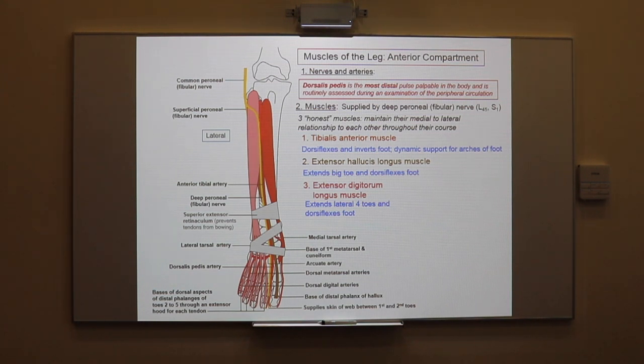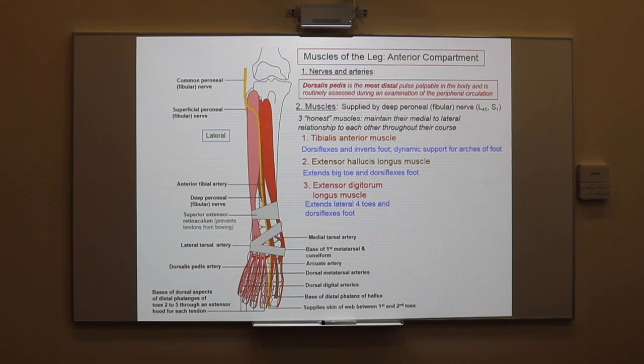So these are the 3 muscles, and you can see that all 3 of them maintain their orientation at the ankle. The medial most is the tibialis anterior, then you have the extensor hallucis, then you have the extensor digitorum, and this orientation remains the same at the ankle joint. So that's why they are called honest muscles. And if you see, the neurovascular bundle is lying between tibialis anterior and the extensor hallucis, and then between extensor hallucis and extensor digitorum as they reach the ankle joint.